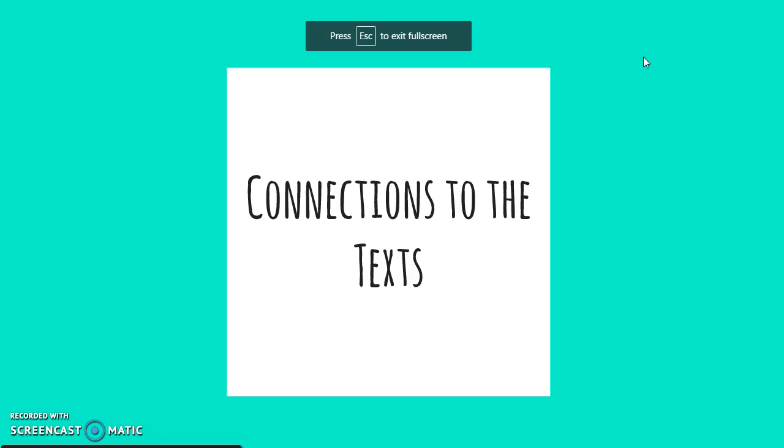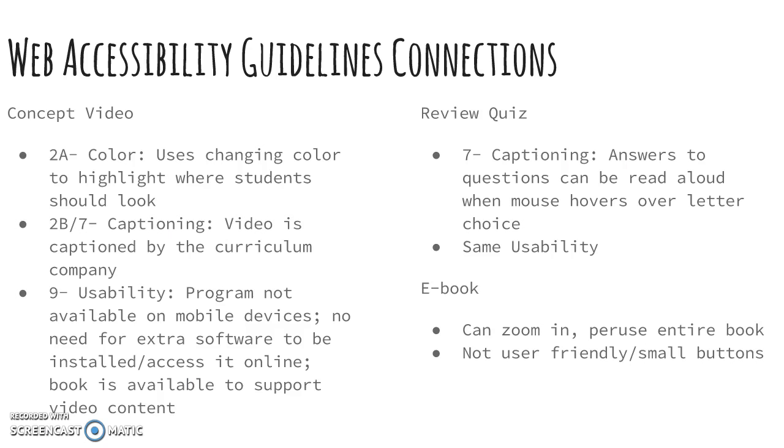So before I do move on, the video just takes some time to show the student what they're learning and what they are supposed to be focusing on, and it breaks it down pretty well, especially with that topic. So some connections to the text. The web accessibility guidelines for the concept video, the color, it uses changing color to highlight where students should look, as well as sounds and beeps to show where students should be looking and to let them know that something is happening.